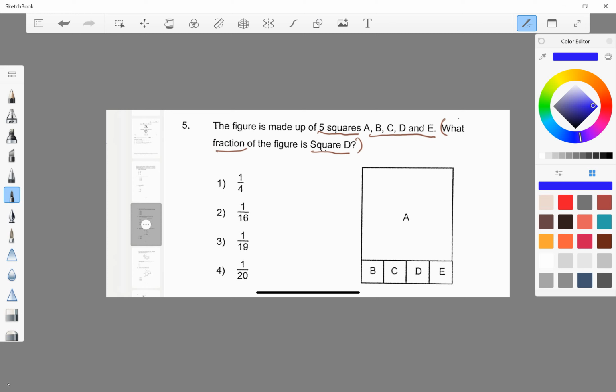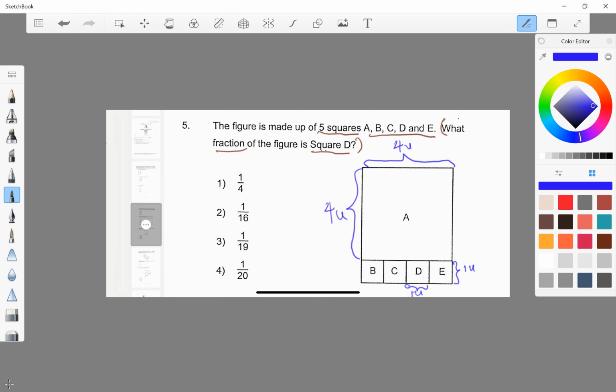So let me quickly label my diagram. I realized that at the bottom, there are 4 squares. So naturally, I will call each one of them 1 unit. And given that, the length of square A has got to be 4 units, so 4 units for the length and 4 units for the other side.